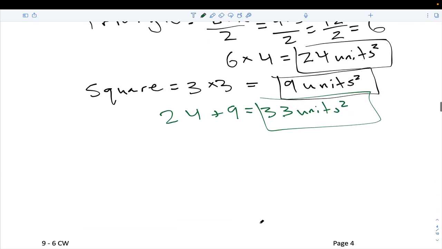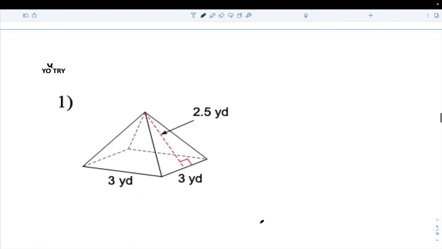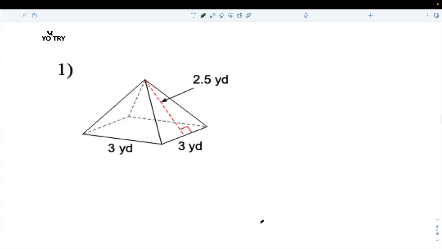Parker, save it for after class, please. You try this one on your own. Go, pencils on paper. I'll give you a minute to start.